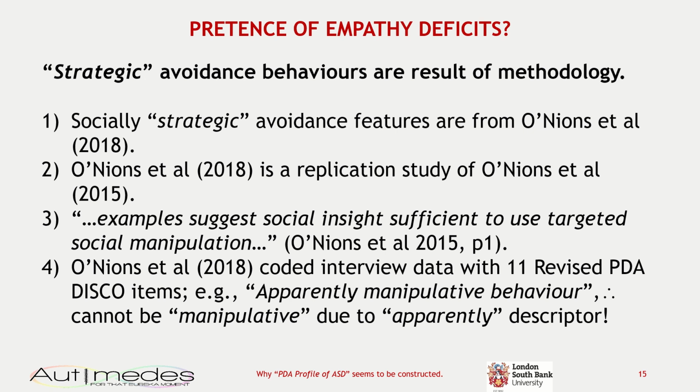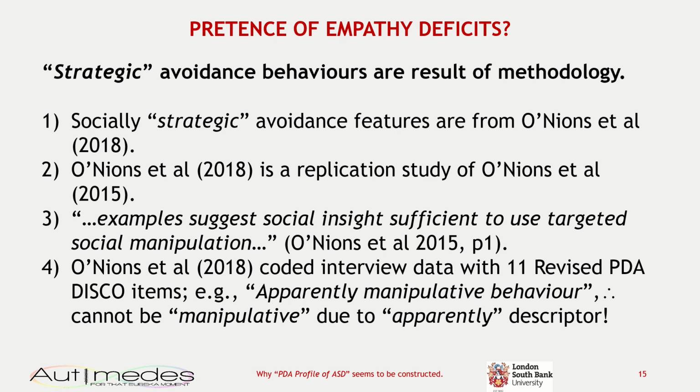That study uses the same 22-item semi-structured interview to interview about 14 caregivers for their views on their children or persons suspected of having PDA. And the original study viewed the social demand avoidance to be manipulative. Just quoting the abstract: examples suggest social insight sufficient to use targeted social manipulation. So why is there a difference from the first study to the second study? Why did the first one say manipulative and the second one say strategic?